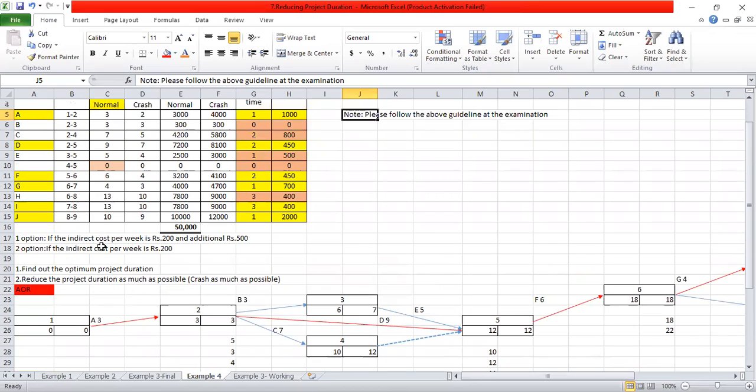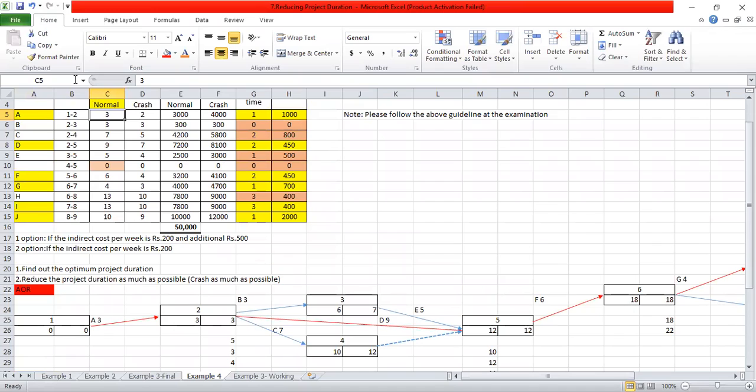So I will now go and draw the project network. I can start with activity 1-2. Starting with activity 1, draw a circle here, and 1 to 2. That arrow can be called A, and the normal time is 3.